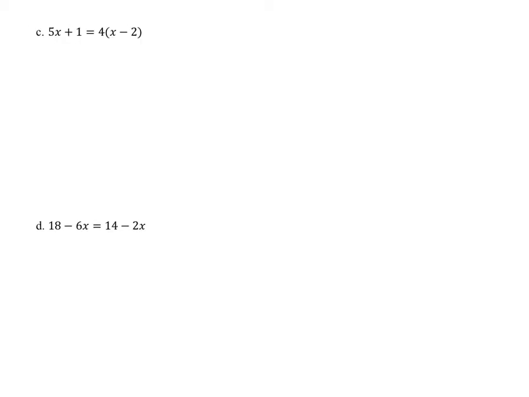Next. Okay, this one we need to do a little bit of distribution first. So I'm going to distribute. So I get 5x plus 1 is equal to 4x, take away 8. Good, because 4 times x is 4x, 4 times 2 is 8, but I have the negative in between.